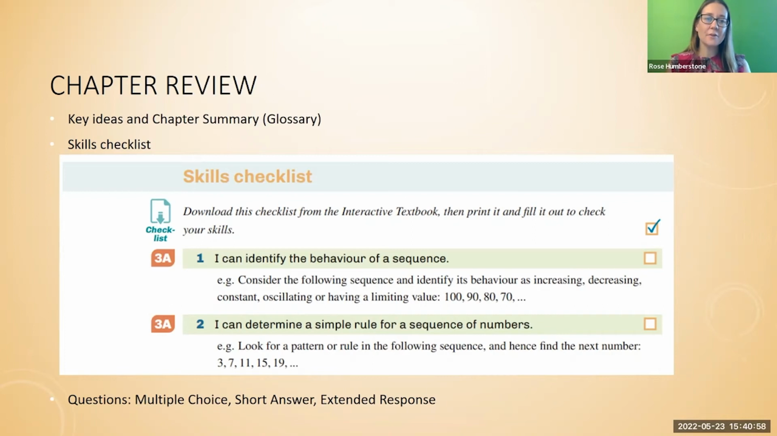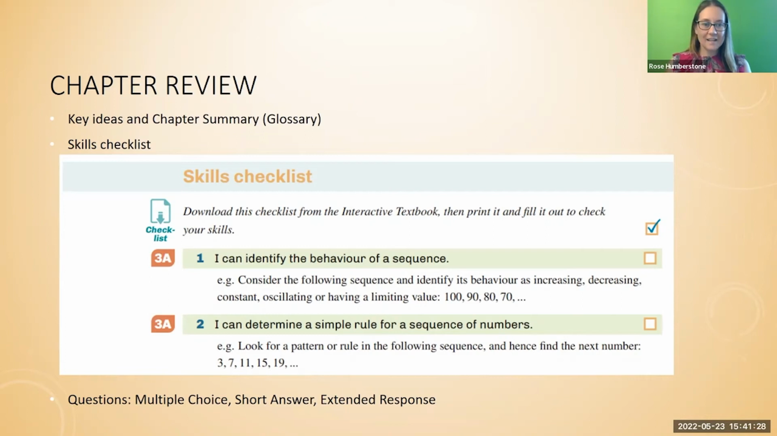So we can see that the first one, I can identify the sequence. It corresponds to section 3A. And then there's a question for students to see, well, can I do that skill? All of the answers for the skills checklist are also in the back of the textbook, so students can see if they're getting it right. Of course, if they're getting it wrong, they can look at the reference 3A and go back and have a look at the examples and try some additional questions.